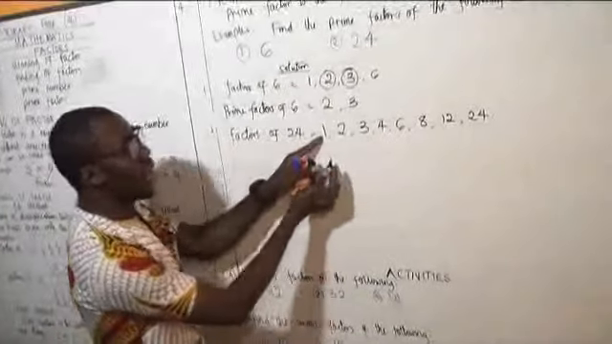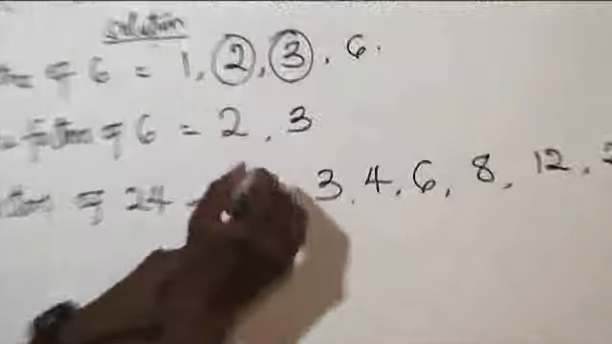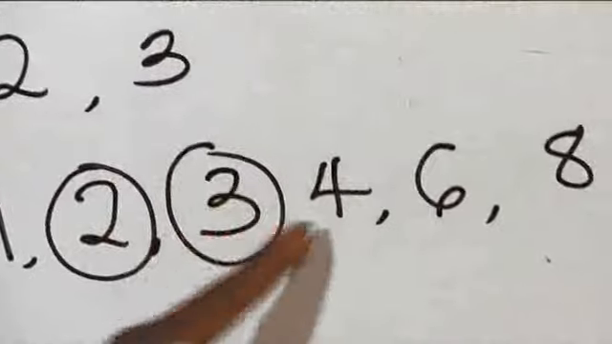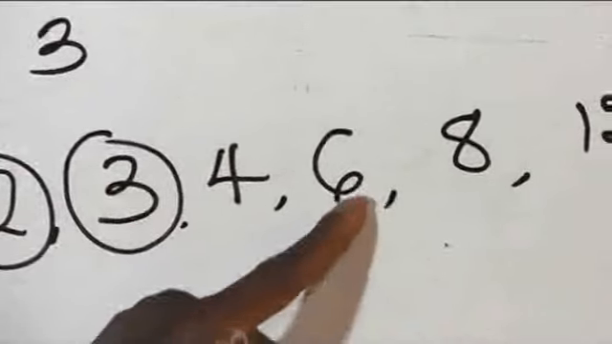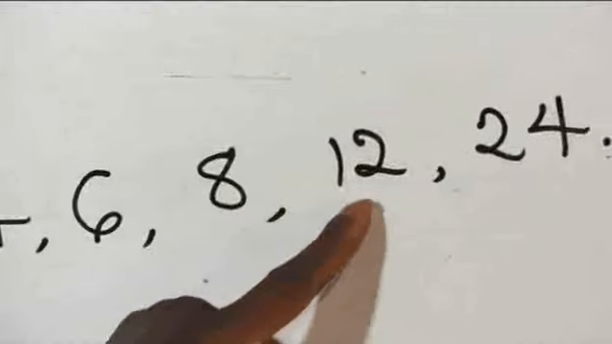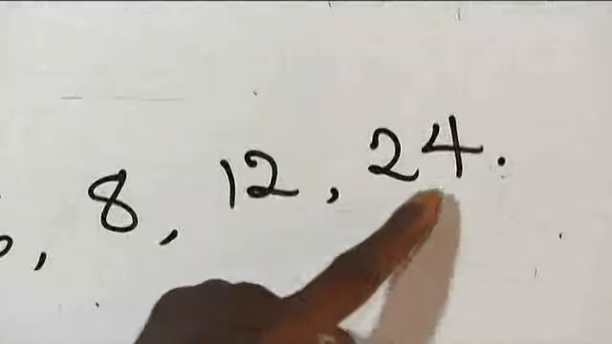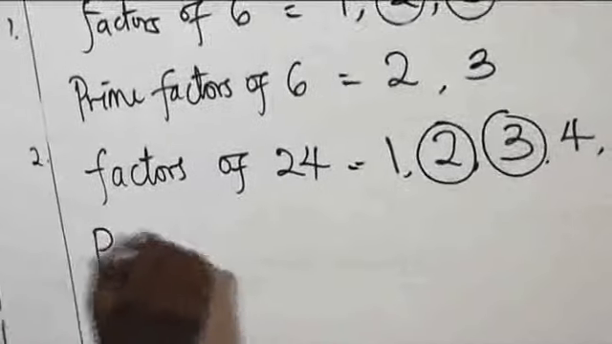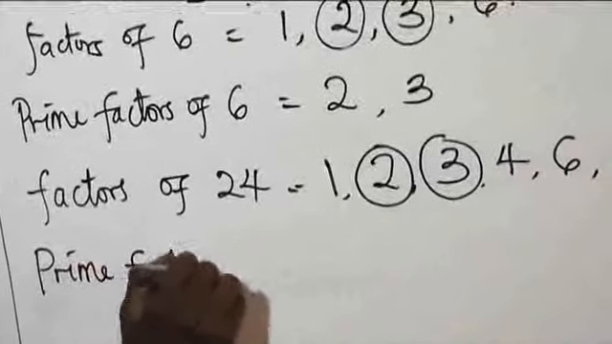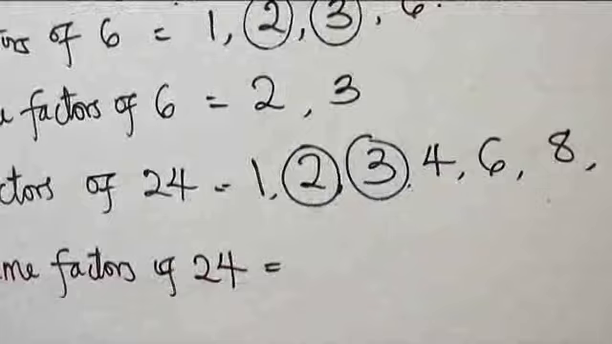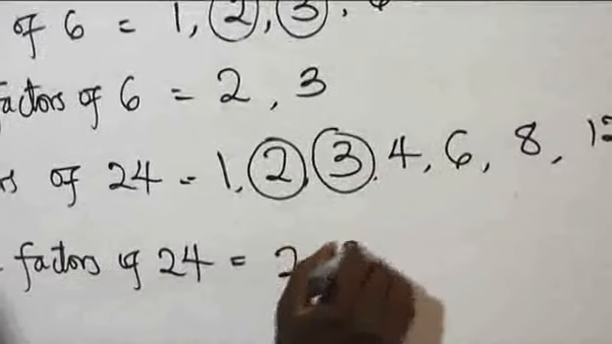So 1 is not a prime number. 2 is a prime number. 3 is a prime number. 4 is not a prime number. 6 is not a prime number. 8 is not a prime number. 12 is not a prime number. And 24 is not a prime number. So our prime factors of 24 will now be what? 2 and 3.